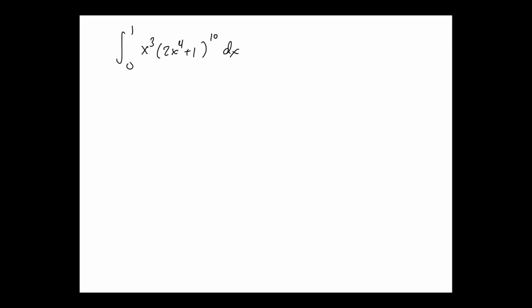Yeah, okay, good. Okay, so u equals 2x to the 4th plus 1, because what's the derivative of that? Right? And then if I solve this for dx in terms of du, it'd be dx is du over 8x cubed. Okay, so we good with that?